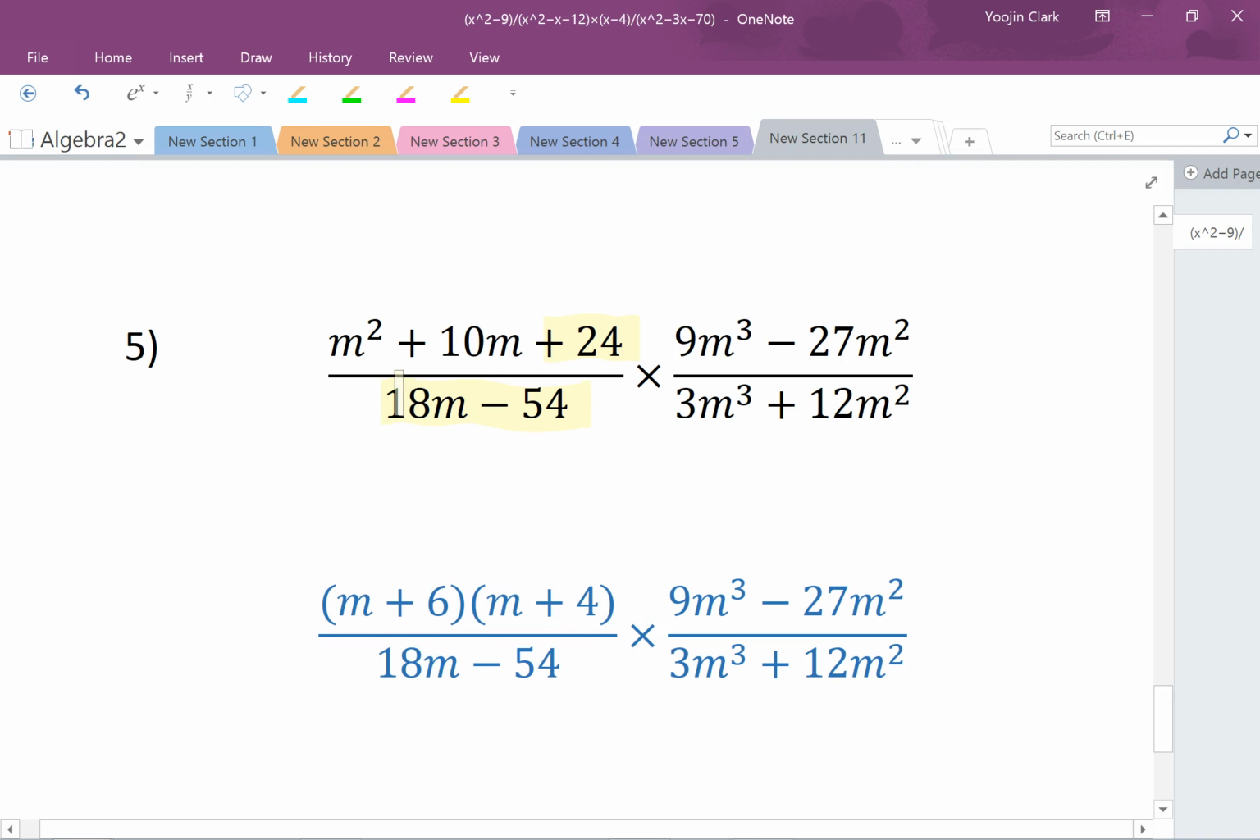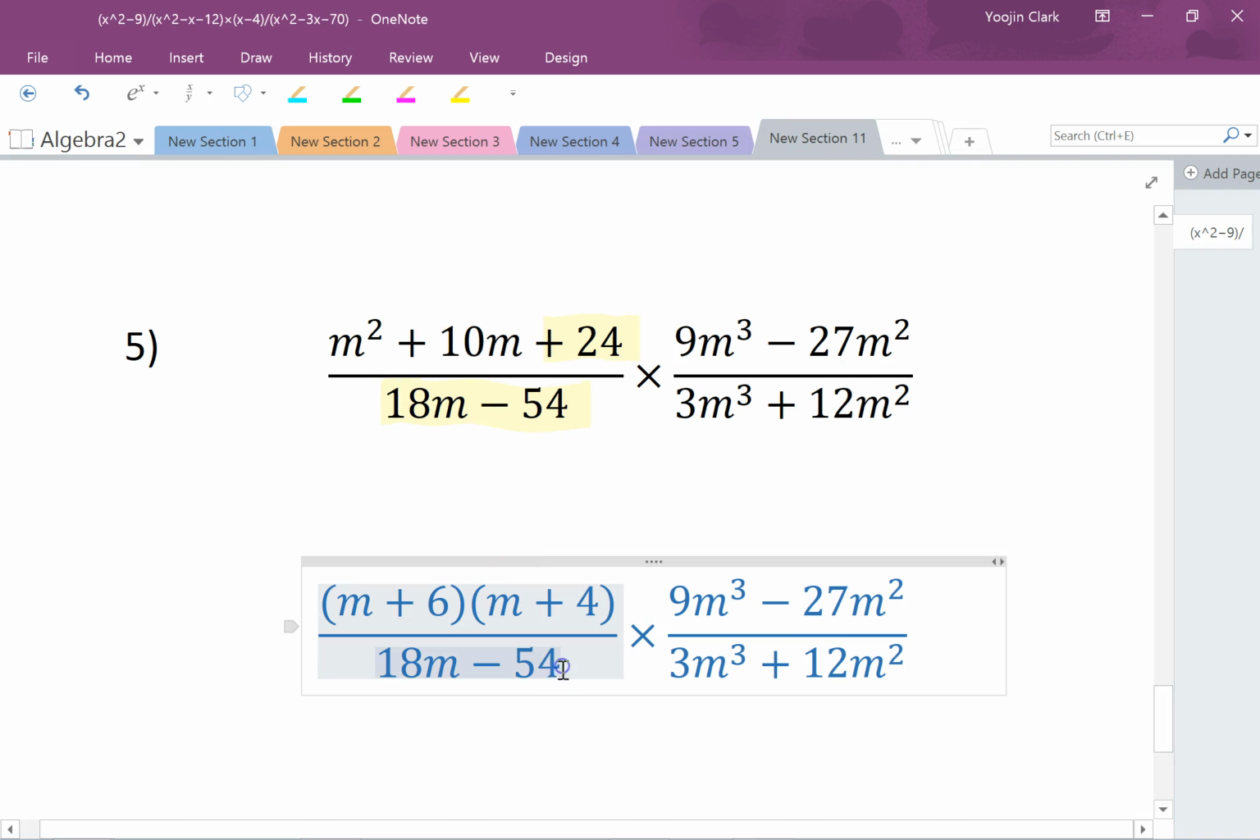18 is what? 9 times 2, and 54 is 9 times 6. So I'm going to go with the 9. Nine times 2m minus 6. So that's 18m minus 54.